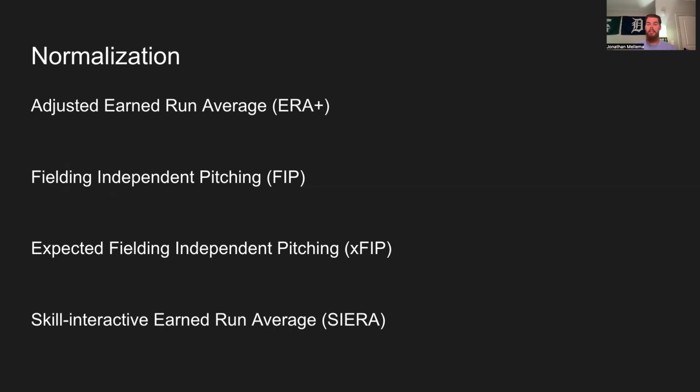So as a result, xFIP substitutes a pitcher's home run tally with an estimation of how many home runs a pitcher would have permitted given the number of fly balls that they induced. So a pitcher who allows 12 fly balls is going to have a higher xFIP than a pitcher who allows 3 fly balls, even if 2 of those are home runs, just because the pitcher is allowing more fly balls, so it's expected that more are going to leave the park.